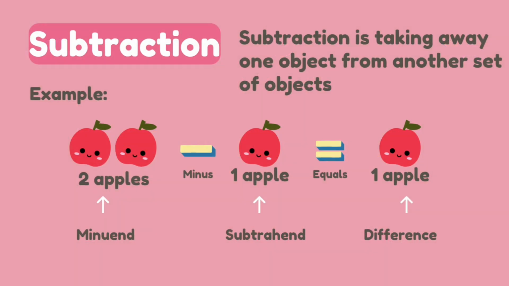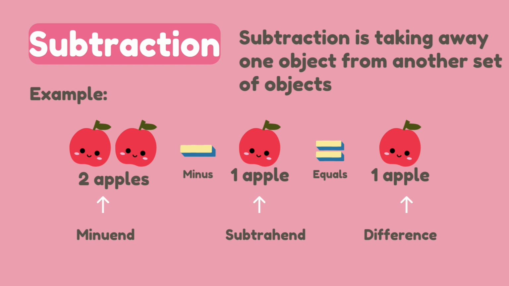What is subtraction? Subtraction is taking away one object from another set of objects. We have here an example. 2 apples minus 1 apple equals 1 apple.